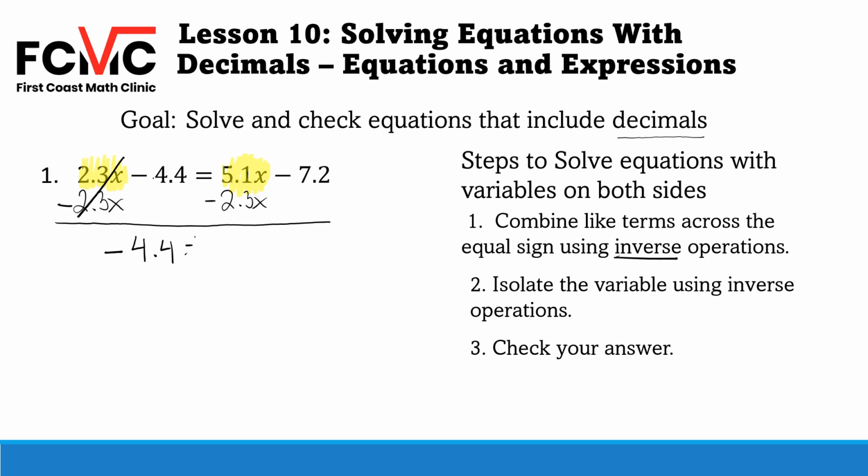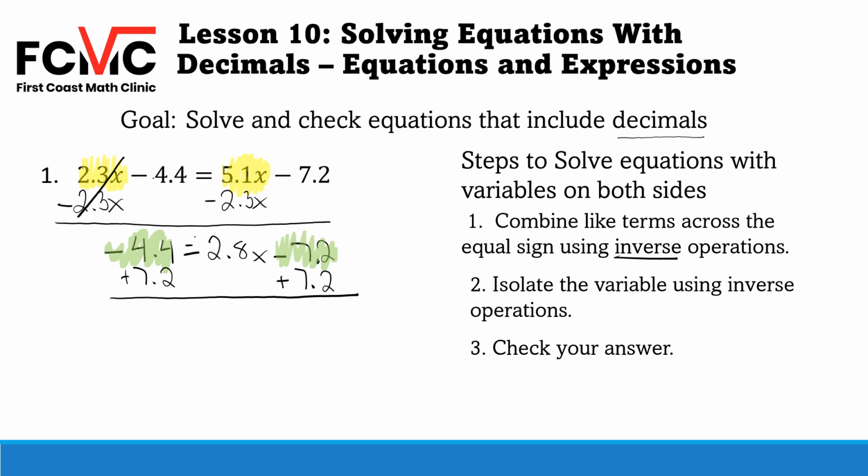So we get negative 4.4. And then 5.1 minus 2.3 is going to give me 2.8x minus 7.2. Our second set of like terms are going to be the 7.2 and 4.4. So now I want to move that 7.2 from the right to the left. So let's undo subtracting and add 7.2 and add 7.2.